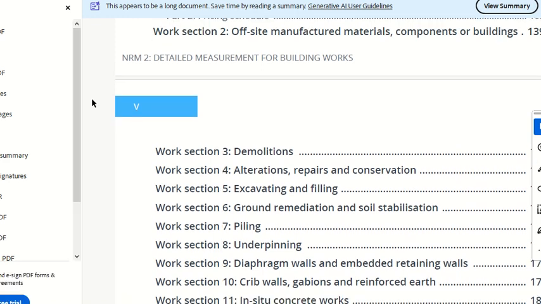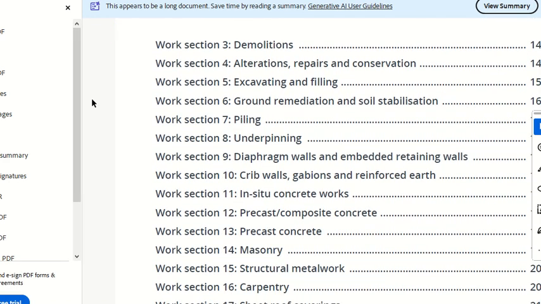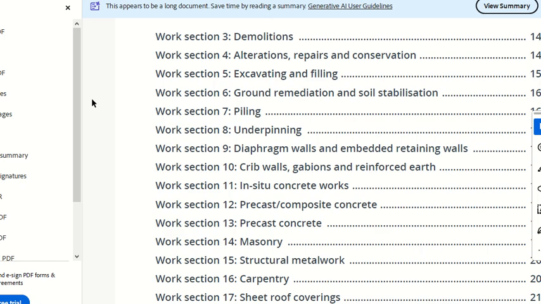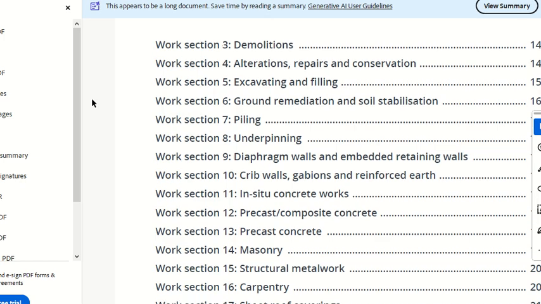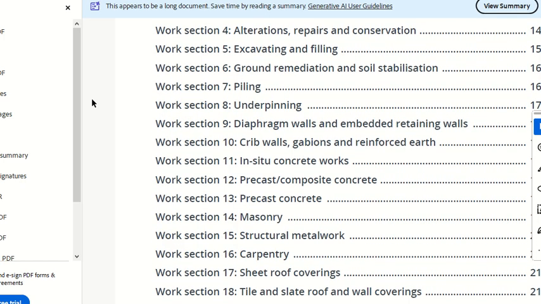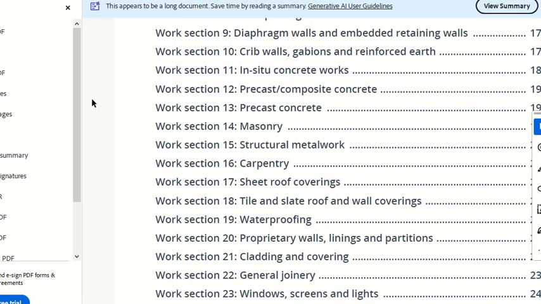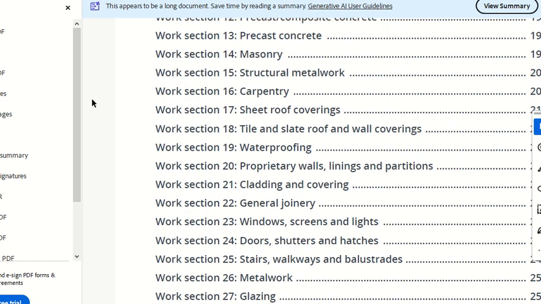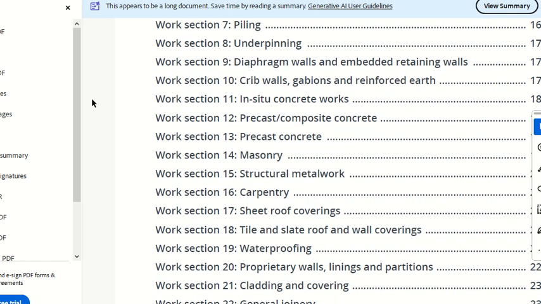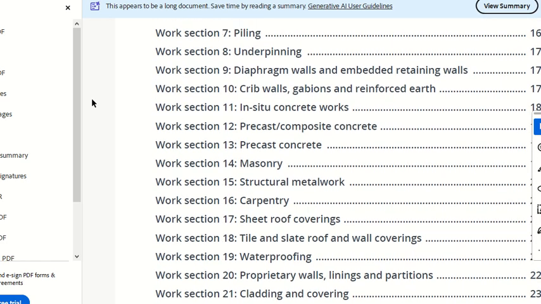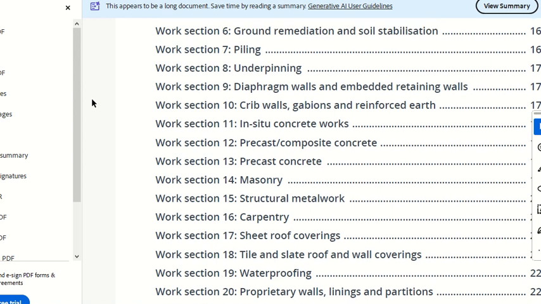Okay, where is this item now? Tell me. Some of you have already seen it, right? Where is this item? Section 8, underpinning. Yeah, 8 is underpinning. What is underpinning? It was in 8.